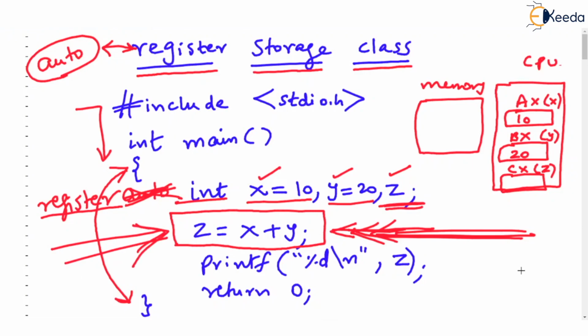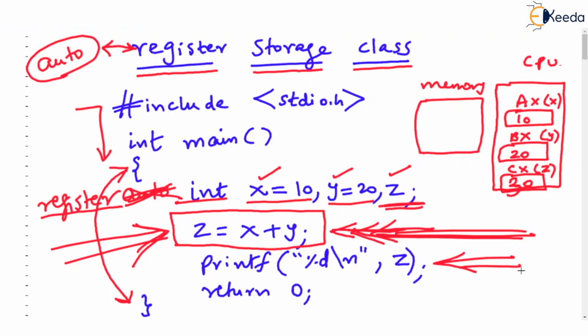Now the nice thing about this is, the values of X and Y are already in the CPU. So no transfer from memory to CPU and CPU to memory need be done. And easily the CPU will add 10 and 20 and store the result right over here in Z. And then we are printing Z, which will be 30, isn't it?